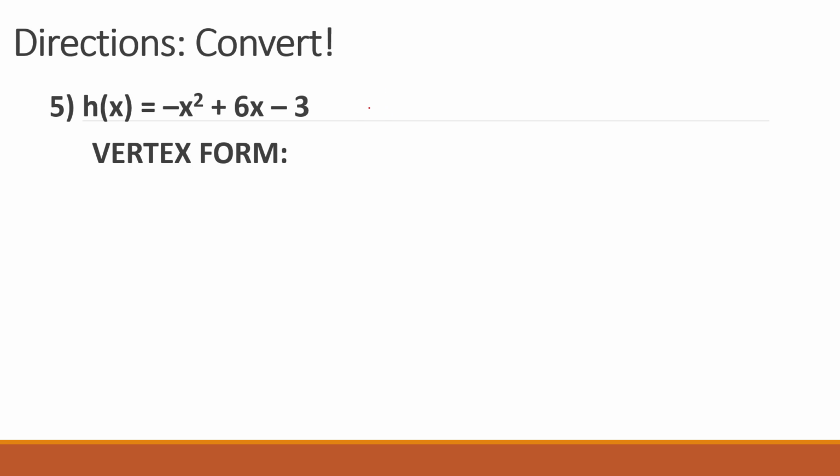All right, let's do vertex form again. I'm going to put parentheses around my first two terms. We have -x squared plus 6x, and I'll give myself some space, -3. Well, I have a -x. Can't have a -x, so we're definitely going to have to pull out that negative. So that will leave me with x squared minus 6x minus 3.